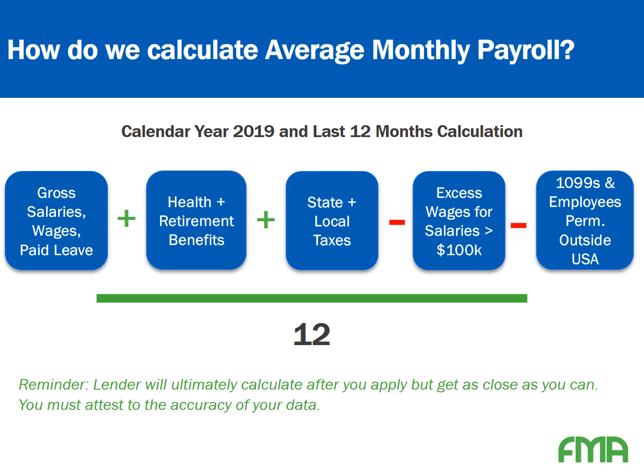Next, 1099s are not to be included in payroll calculations. So please remove any 1099s from the payroll report that you've been working with. And then lastly, any employees who permanently reside outside of the United States. So essentially it's A plus B plus C, and then take out any of the two items on the right. So let's use an example. If you added all these up together, did your subtractions, and you came up with $1.2 million in payroll, well, you would divide by 12 and you would get an average monthly payroll of $100,000.